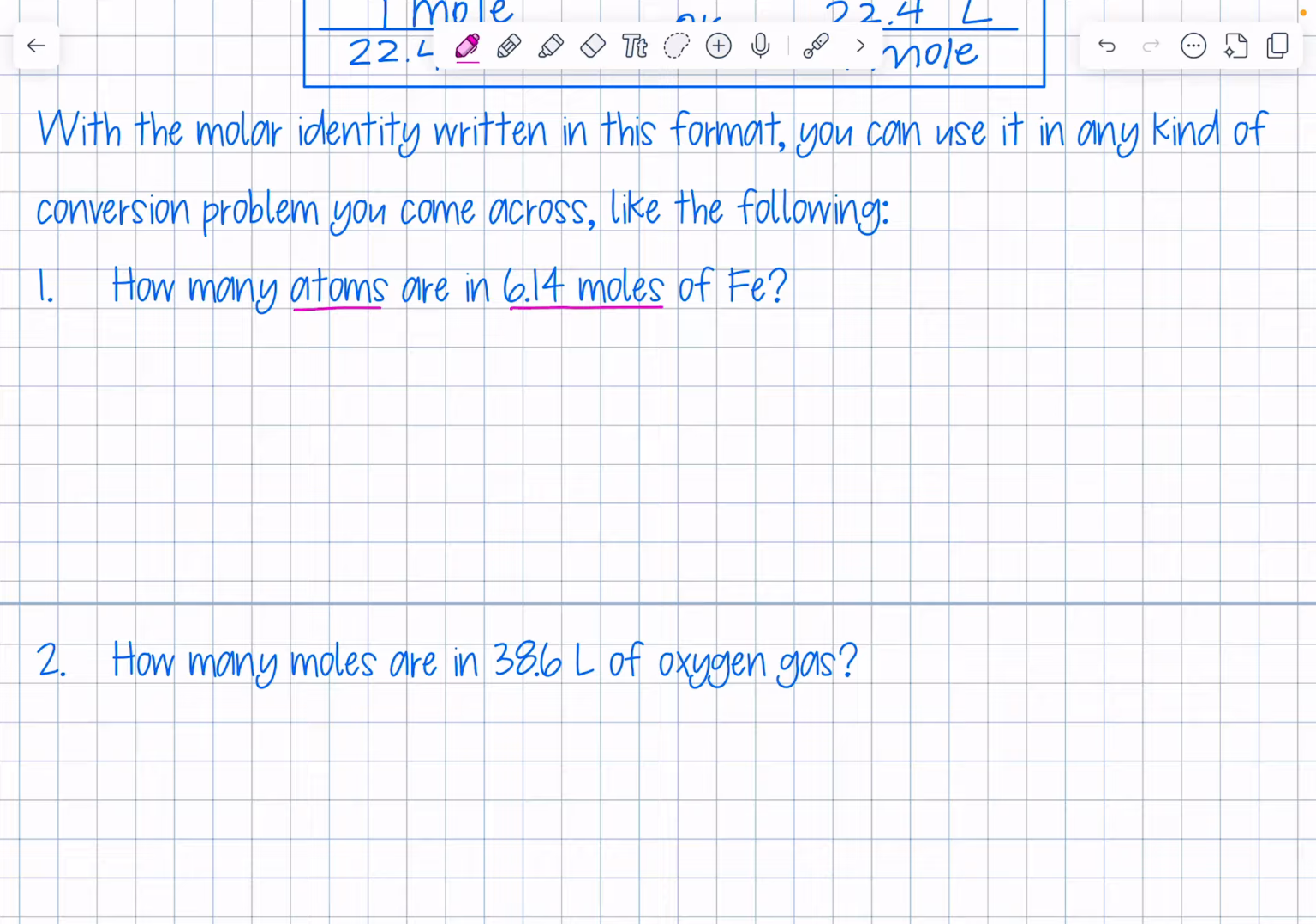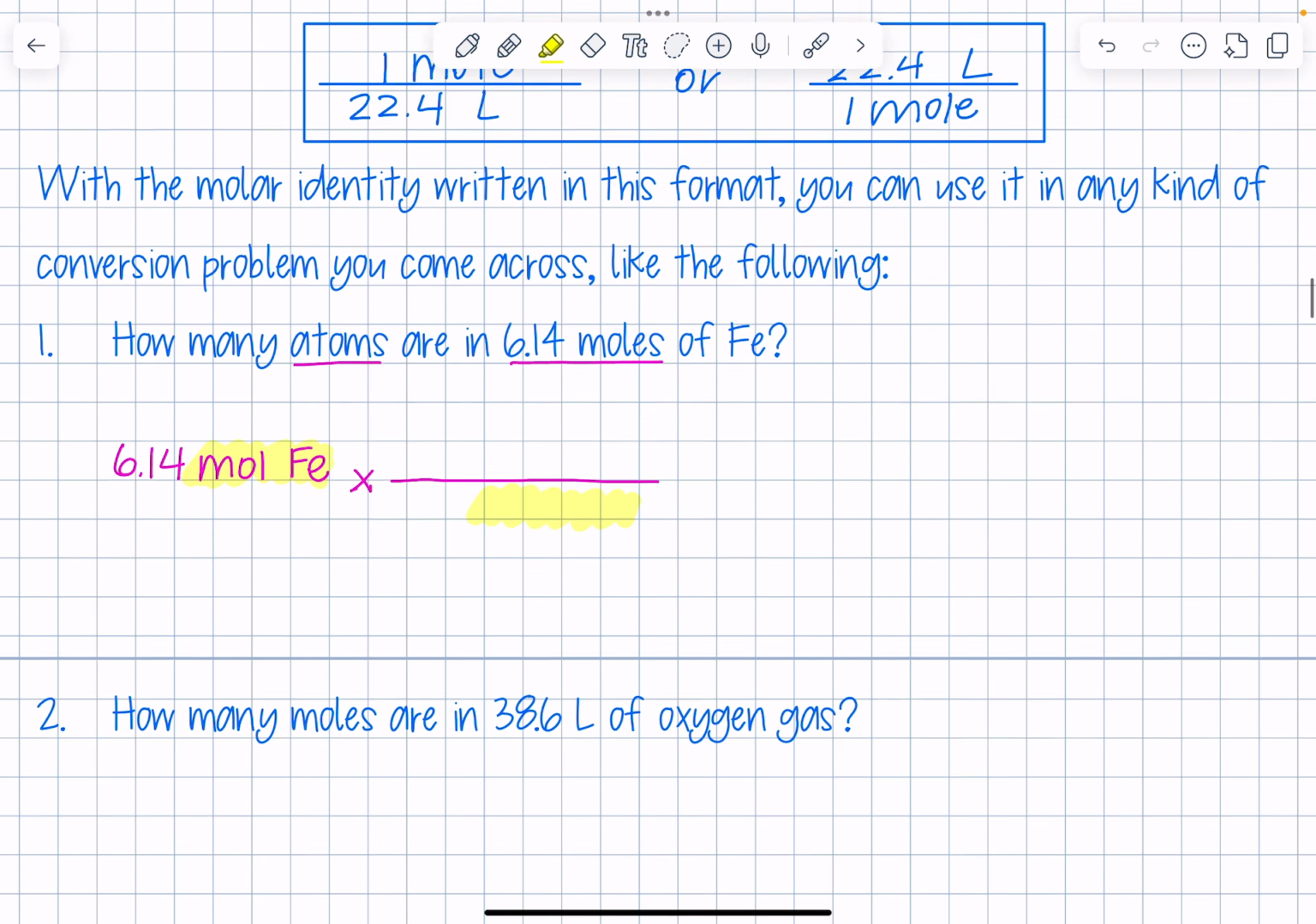When you're doing a conversion question, the first thing you should do is write down what you're given. So I am given 6.14 moles of Fe, and I want to know how many atoms are in that. I will need a conversion factor, and whatever unit is on the top here, in order for it to cancel out, that unit will have to be on the bottom here.